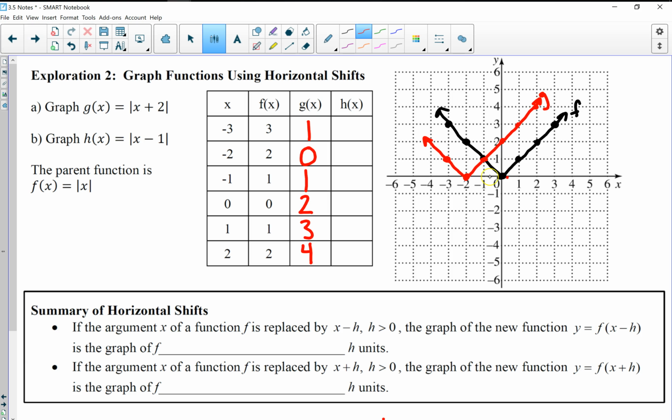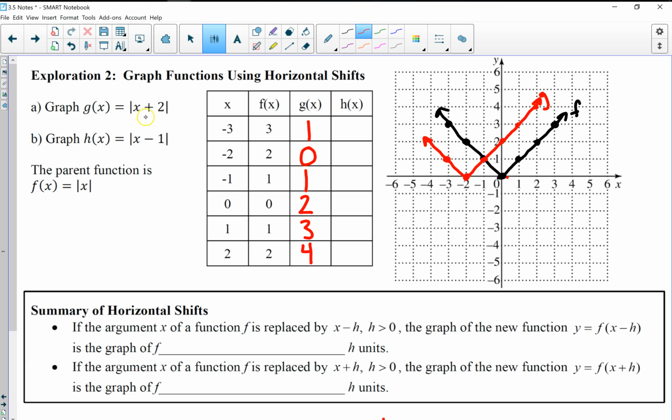And we can see how many units got moved to the left by comparing similar points. So if I use what we call the vertex, the tip of the V, it used to be at 0, 0, now it's at -2, 0. So my entire graph, every single key point got shifted to the left 2 units. And we could kind of see why that happened, right? As we were plugging in those values, I was adding 2 to all of my x's, and so that actually changed my output for y.